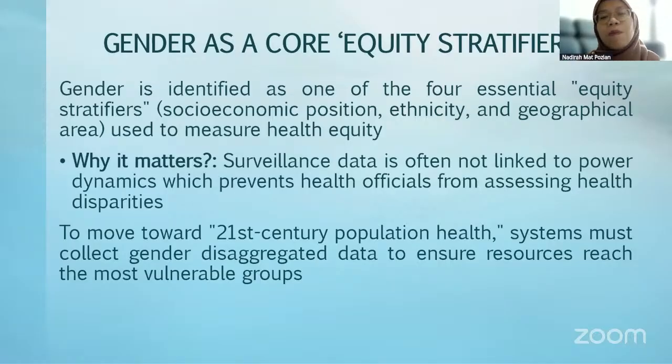And why this matters in the surveillance context is because surveillance data is often not linked to power dynamics, which prevents health officials from assessing health disparities. To move toward 21st century population health, systems must collect gender disaggregated data to ensure resources reach the most vulnerable groups.